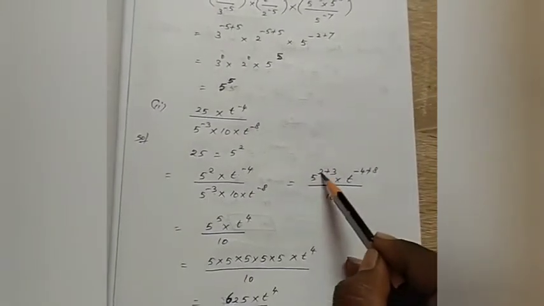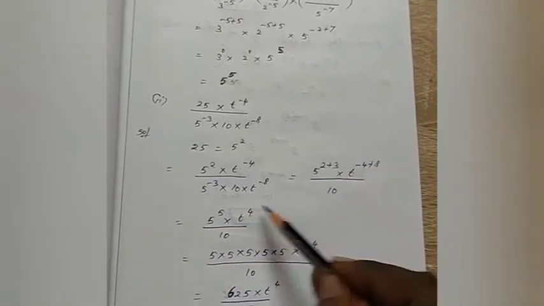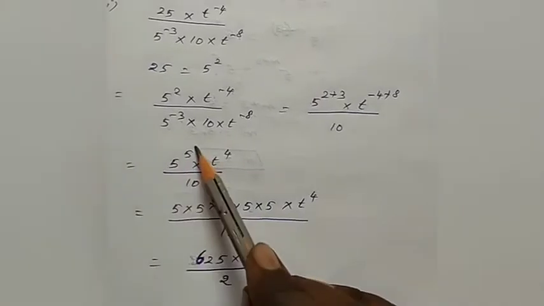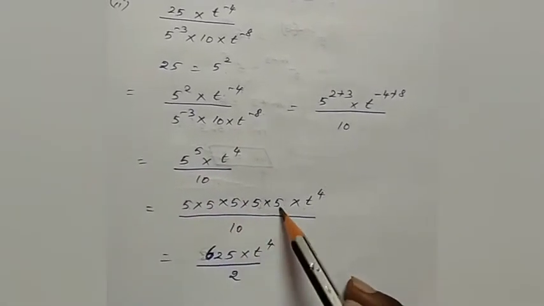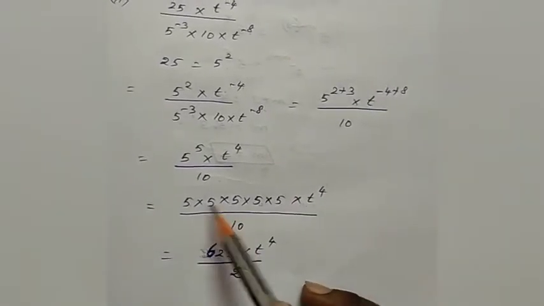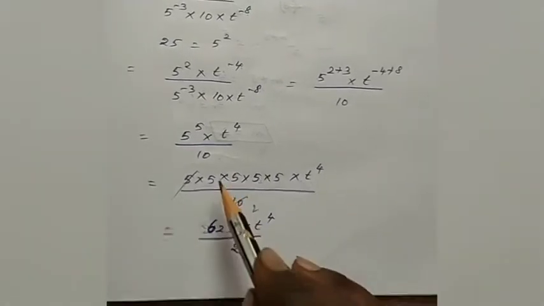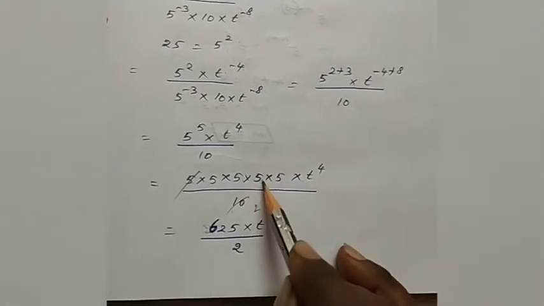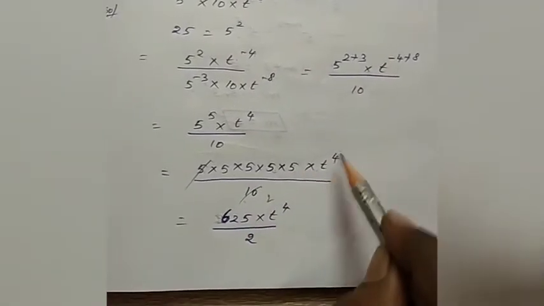So 5 power 2 plus 3 is 5. So 5 power 5 into t power 4, then whole divided by 10. 5 power 5 we write 5 into 5 into 5 into 5 into 5, into t to the power 4, whole divided by 10. So here 1 5 is 5, 2 5s are 10. So 5 into 5 into 5 into 5 is equal to 625 into t to the power 4, then whole divided by 2.